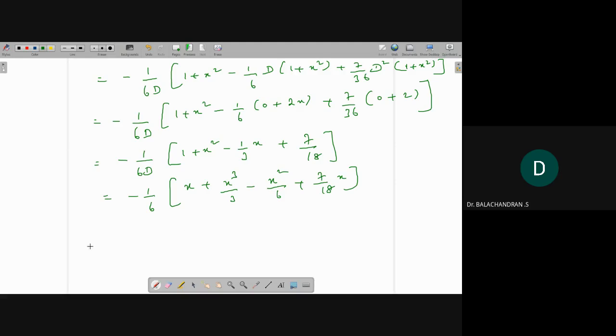So the final answer is PI equal to minus 1 by 6 into how many x you have? 18 plus 7, 25. So x cube by 3 minus x square by 6 plus 25 by 18 into x. So this is PI. So the final answer, the general solution, is y is equal to CF plus PI. If you have any doubts in the second column, you can ask me.